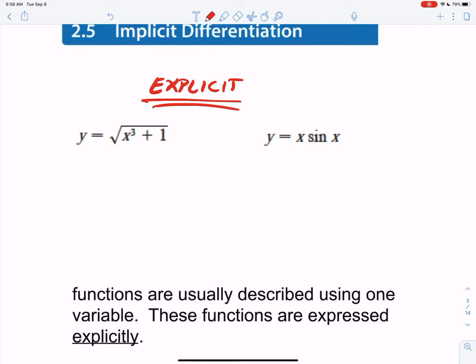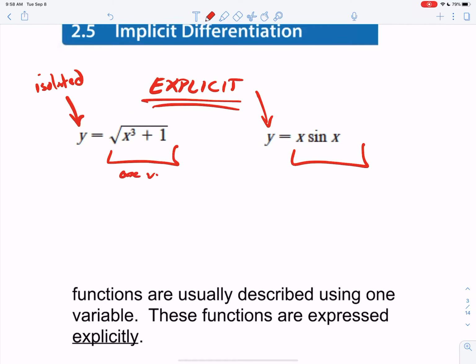Now y, right? Why? So here's what you notice. You notice that a variable is always isolated. Okay, that's how you can tell that it's explicit. But also, on the other side, there's only one variable. Okay, notice how the right side is just in terms of x.